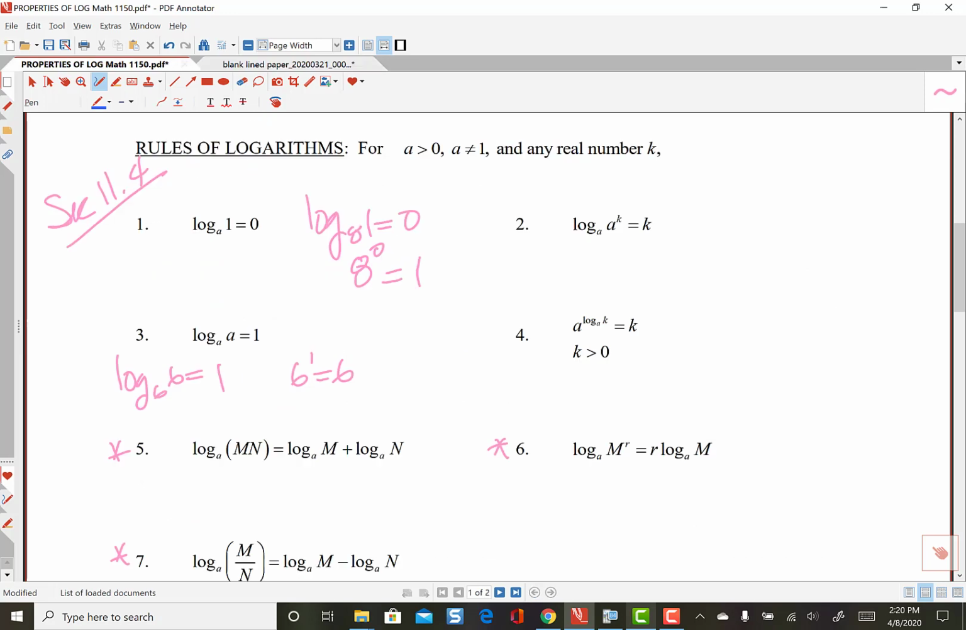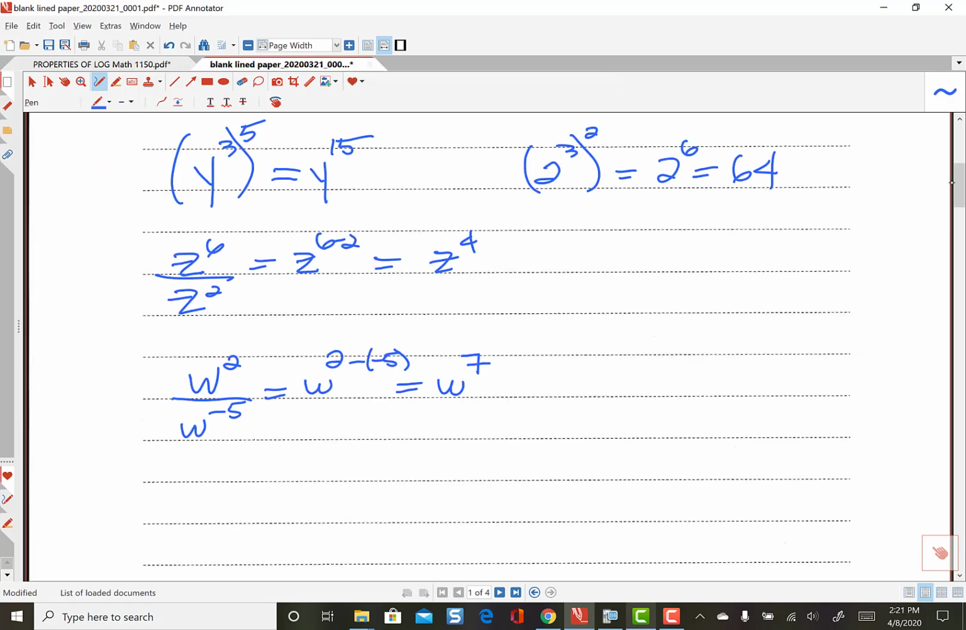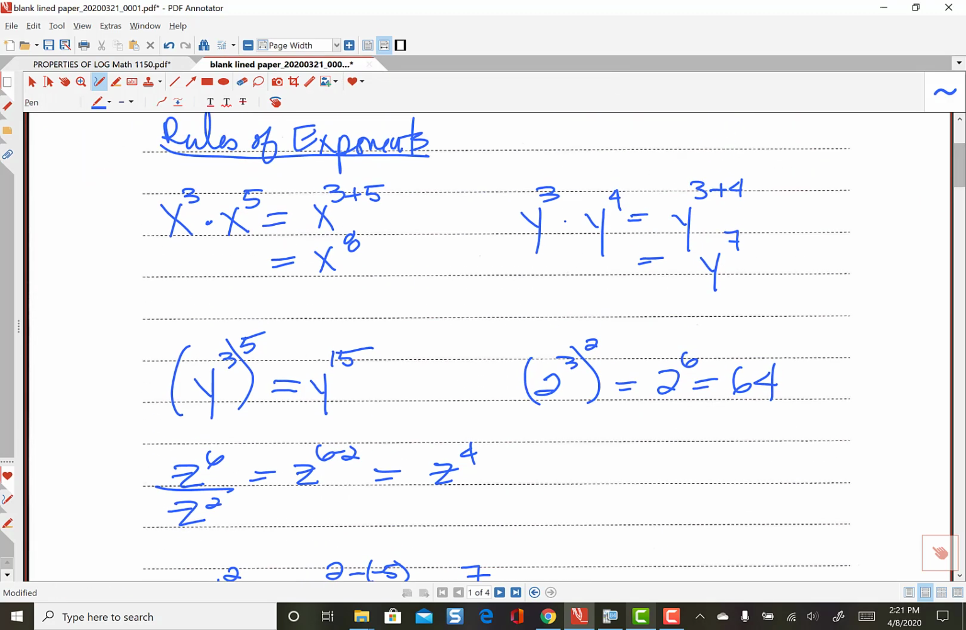So let's go back to our handout here. Now you're saying, well, how does this kind of fit together? So here I'm looking at a product. I'm multiplying. If that's the case, then I need to add the logarithms. Just like over here, when we were multiplying things of the same base, we added the exponents.